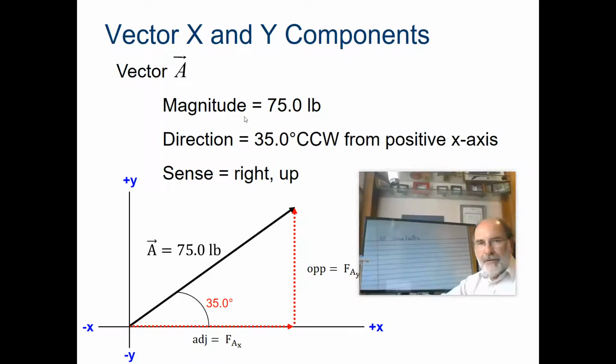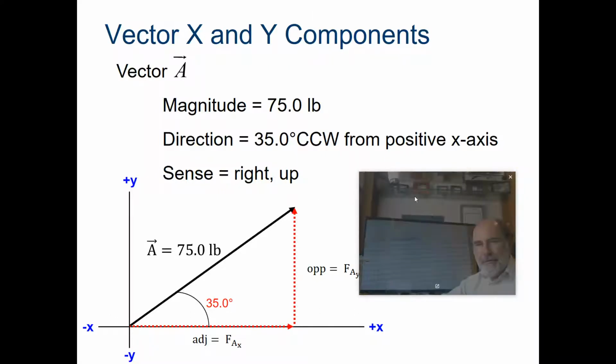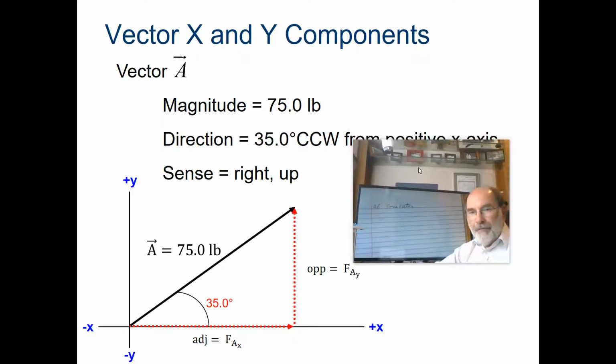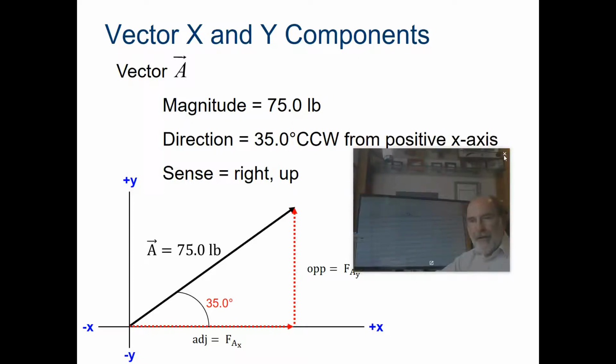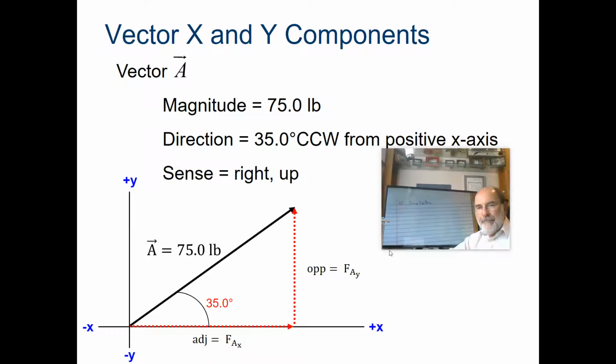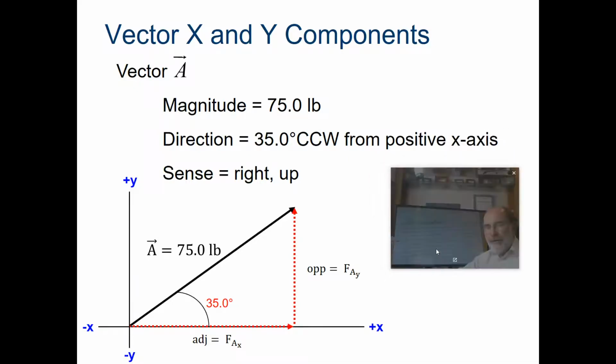So it says, suppose I have vector A, and its magnitude is 75 pounds, and its direction is 35.0 degrees counterclockwise measured from the positive x-axis. So the sense of it, of course, is going up and to the right. Now, what are the values of the magnitudes of the x and y components? So on your calculator, make sure that you have it set for degrees, not radians, because the angle is being given to you in units of degrees.